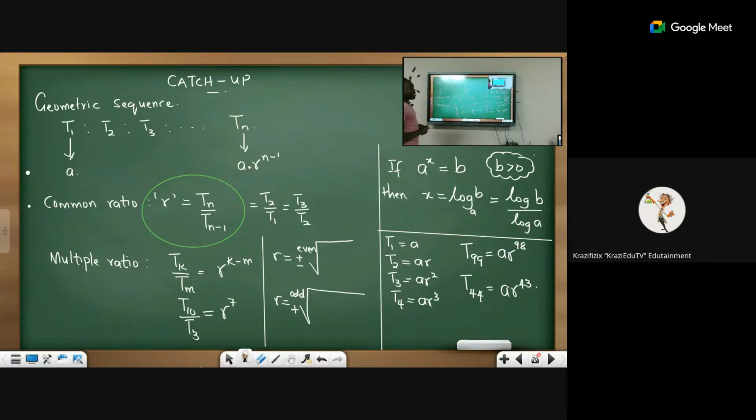Then we talked about a series, which is an addition of our sequence. If you remember, series means you're adding things up. If I then want to add, what should I then do? Geometric sequence or geometric series, where we said Sn is T1 plus T2 plus T3 up to Tn.